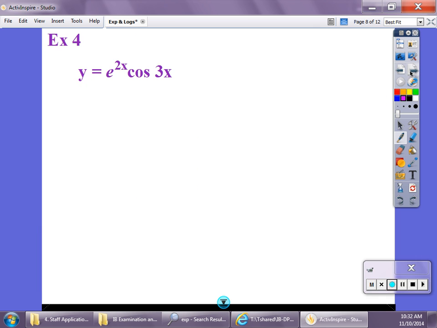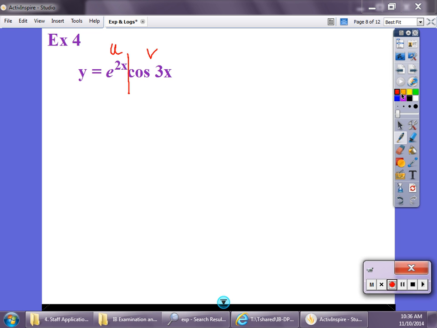Example 4. How did you identify, though, that you were supposed to use product rule? What made you say, oh, product rule? Okay, you have more than one x, and I can split it somewhere where the function has a multiplication operation in there, right? This is e to the 2x times cosine of 3x, so I can split it right there, and I use the product rule. So this is u, this is v. Go ahead and try it. See if you can get it.